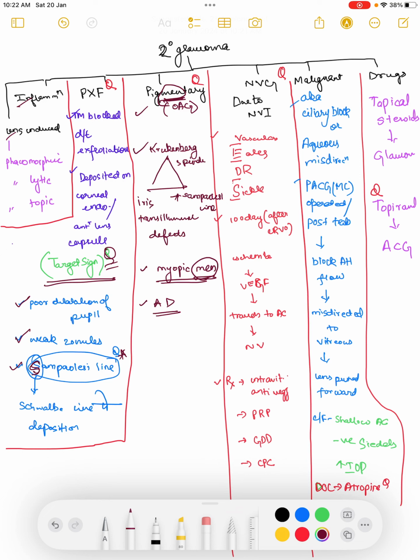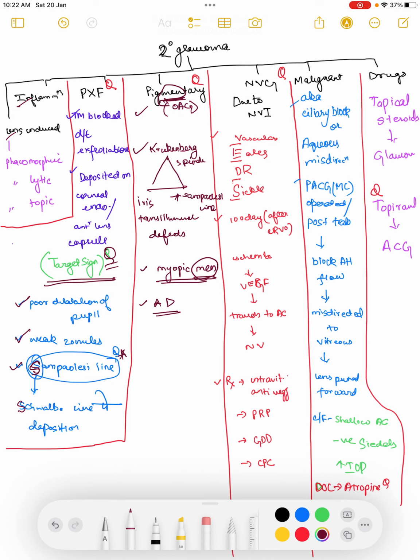Again, there is presence of Sampaolesi line, S for S. Sampaolesi line is seen at Schwalbe's line, which is seen on gonioscopy, deposition of the exfoliative material on Schwalbe's line seen on gonioscopy. Coming to neovascular glaucoma, it is due to neovascularization of iris.